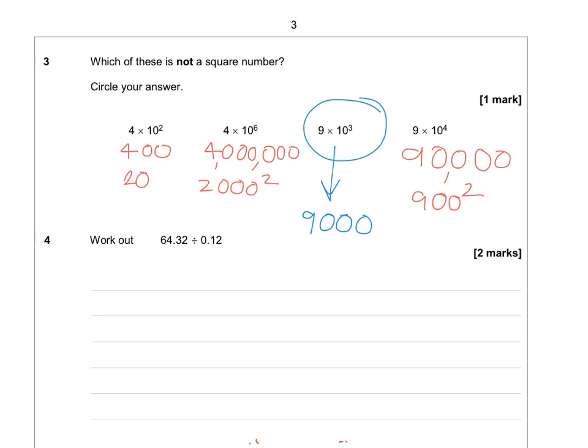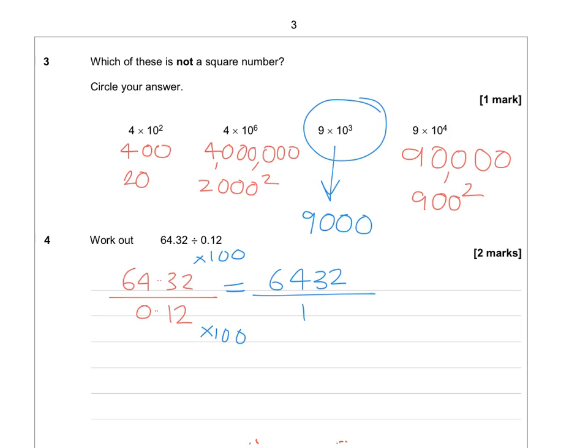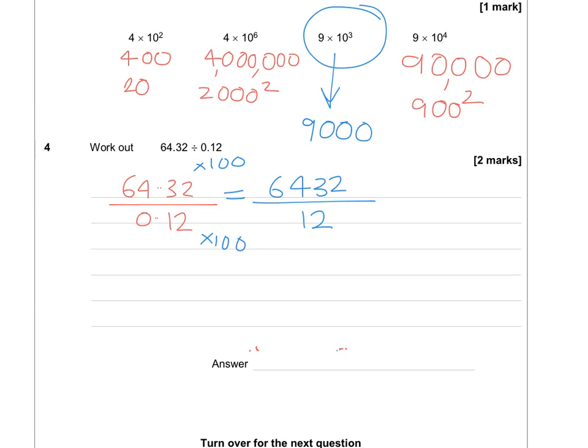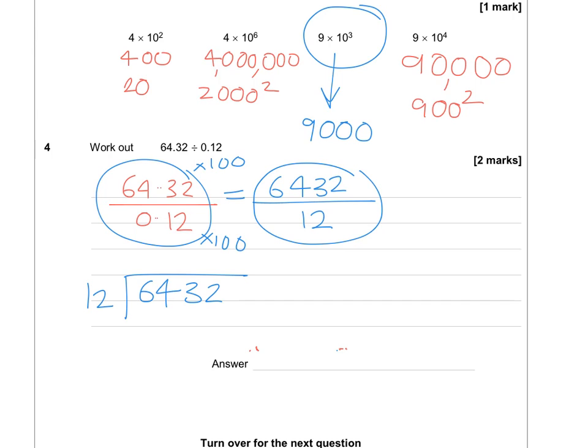Question 4. Work out 64.32 divided by 0.12. We're going to write this calculation as a fraction, and we're going to multiply the numerator and the denominator of the calculation by 100. So we create an equivalent fraction, which is 6,432 over 12. Now, because these are equivalent fractions, they are the same value, which means that the answer to this calculation is the same as the answer to the original calculation. We can then calculate 6,432 divided by 12 using short division, or by simplifying this fraction here.